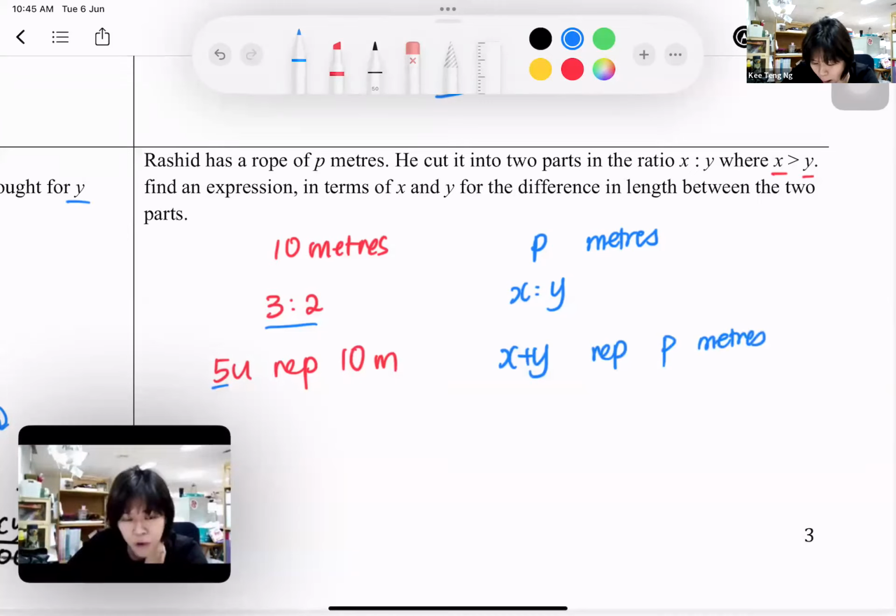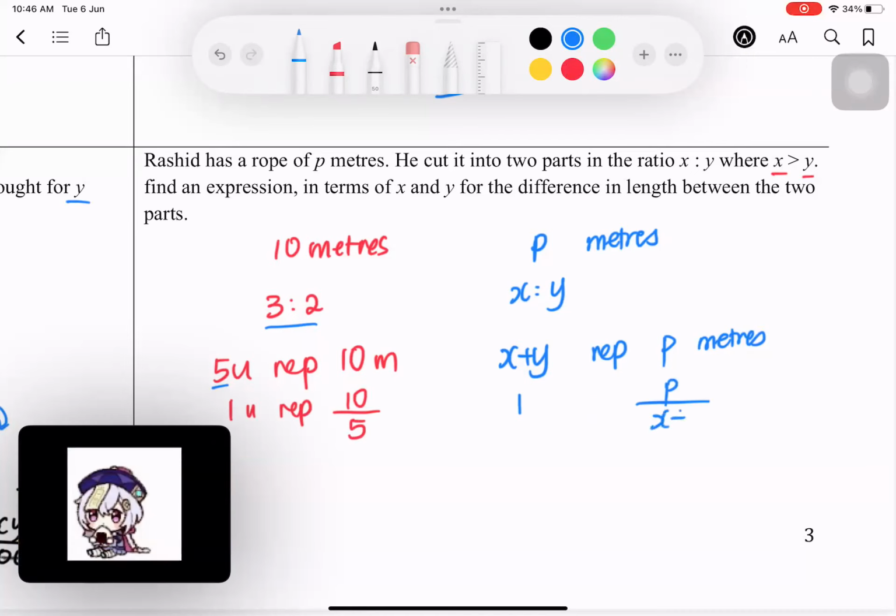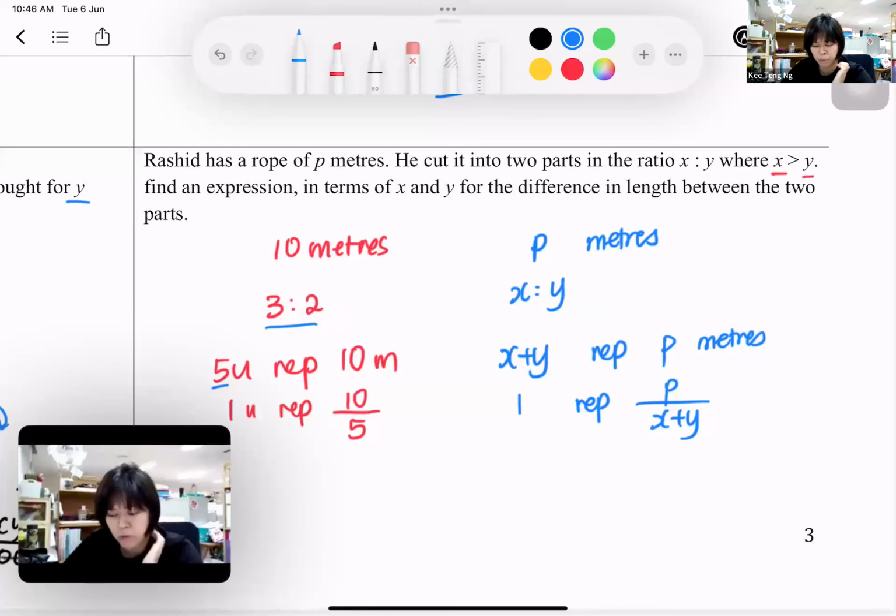To find the difference in the length, let me find 1 unit first. 1 unit will represent how much? How do we get 1 unit here? I take 10, or do I do? Just now Shabelle said divide by 5, right? So now if I want 1 unit, I take P divided by X plus Y. 1 unit represents P divided by X plus Y meters.